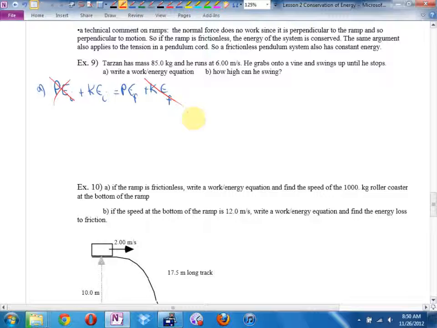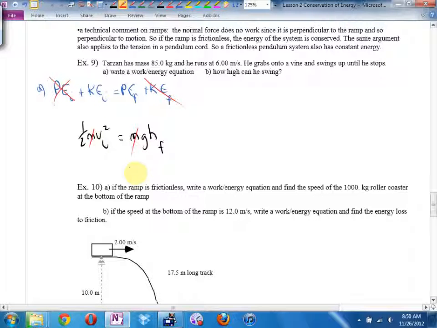So Dorothy has told us she's pretty sure the equation is going to be a half mv initial squared equals mgh final. Dorothy would be right. Dorothy, in her continued state of brilliance, might even notice one more thing. Turns out I didn't need to tell you how much Tarzan weighed.